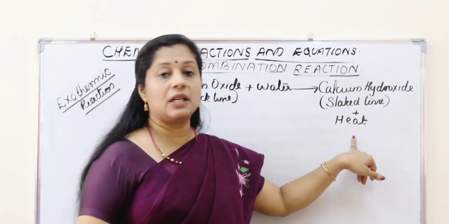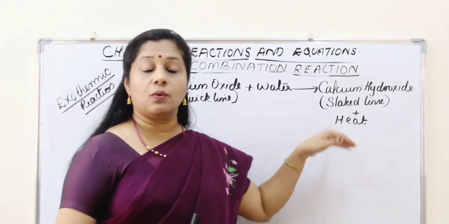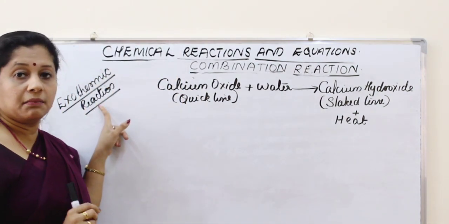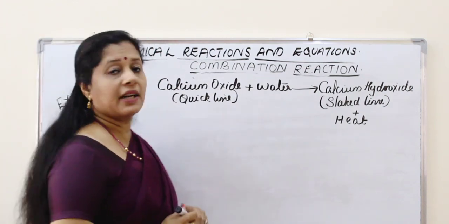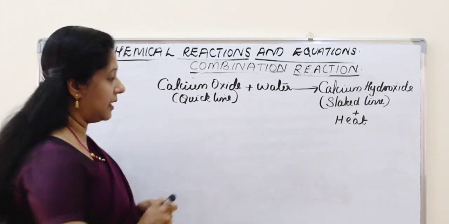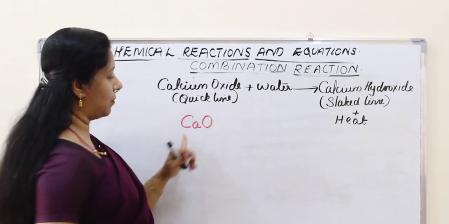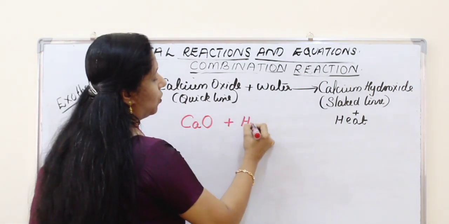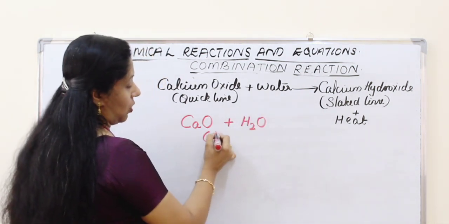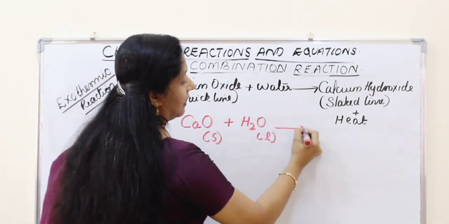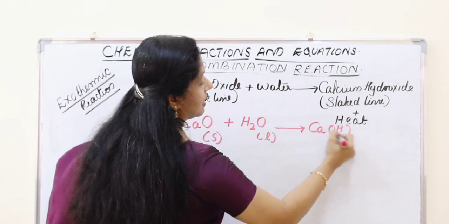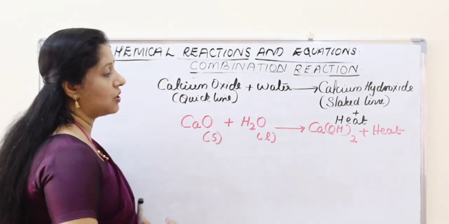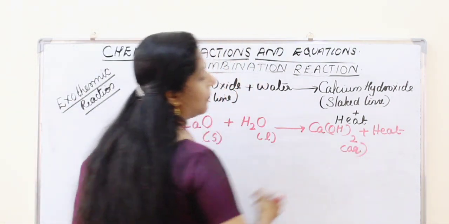Along with that, what is also liberated? Heat is also liberated. The reactions in which heat is liberated are called exothermic reactions. Now we will try to write the equation. Calcium oxide. Calcium is Ca and oxygen is O. Both have valency 2. So we write CaO, quicklime, plus water, H2O. Quicklime is taken in solid form, water is in liquid form. And what do we get? Calcium hydroxide, Ca(OH)2, plus heat liberated. This calcium hydroxide we are getting in aqueous form.